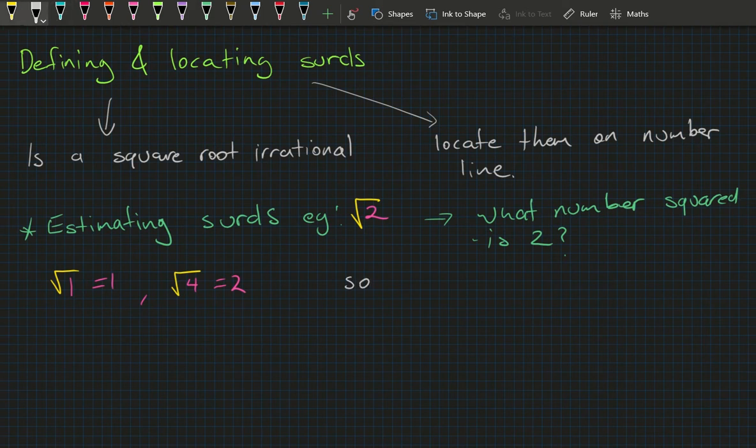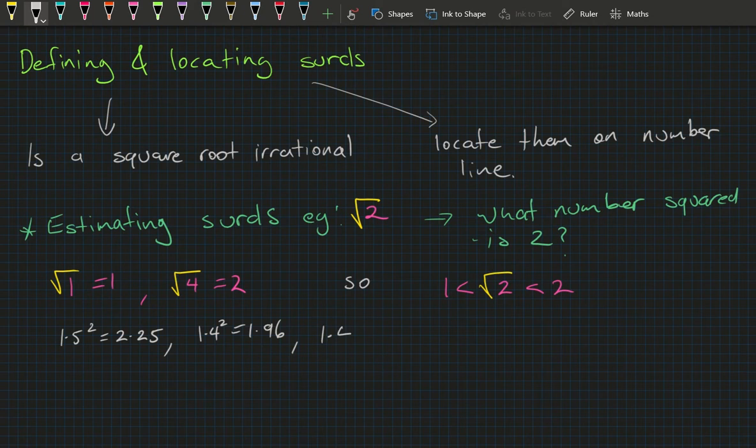So that means that the square root of 2 has to be somewhere between 1 and 2. So my first guess is 1.5, and that squared is equal to 2.25. So it has to be less than 1.5. So 1.4 squared is equal to 1.96. And that's less than 2. So the square root of 2 has to be more than 1.4, but less than 1.5.